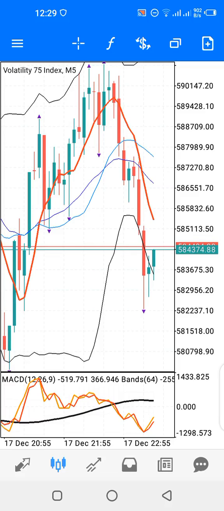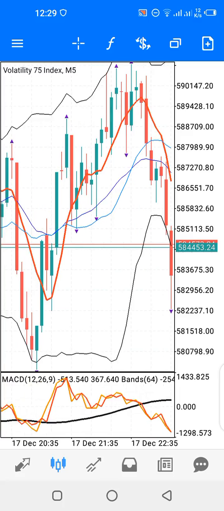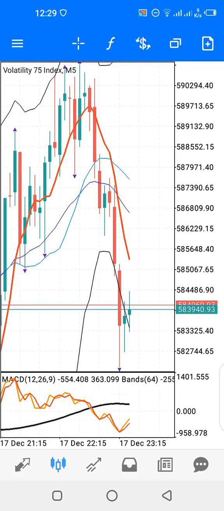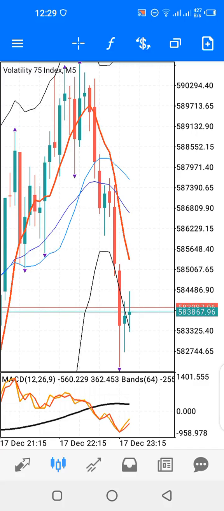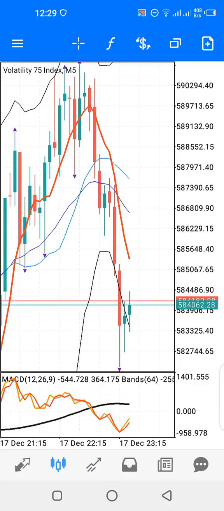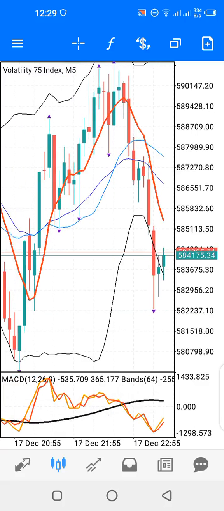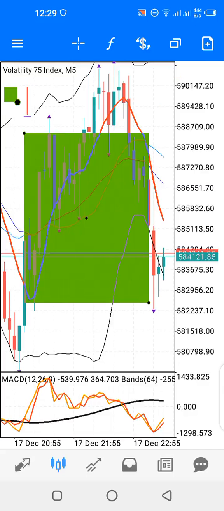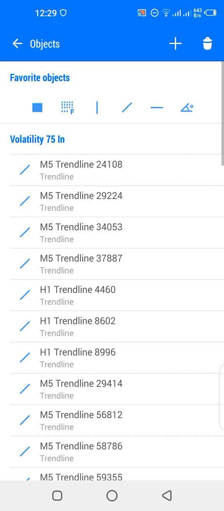Now today we'll be looking at a strategy that you can use to trade volatility index. All right, now my chart, I have volatility 75 index, 5 minutes time frame. And I have two windows. I have the main window and I have indicator window 1. This is my main window and this is indicator window 1.